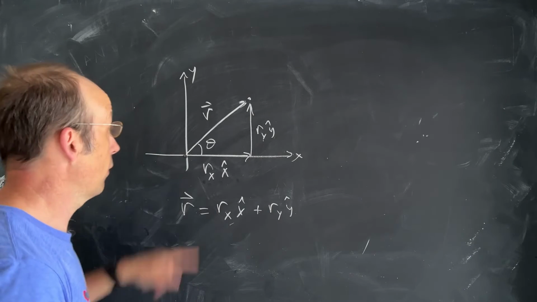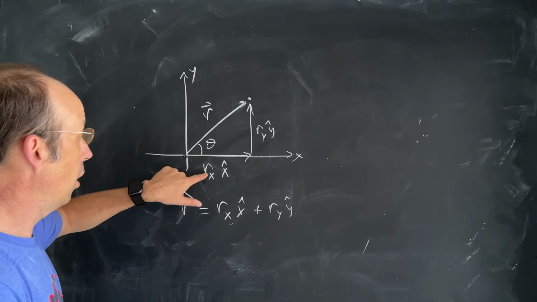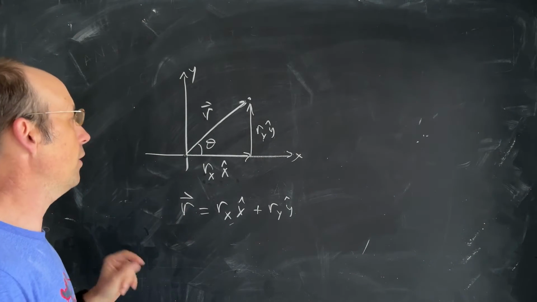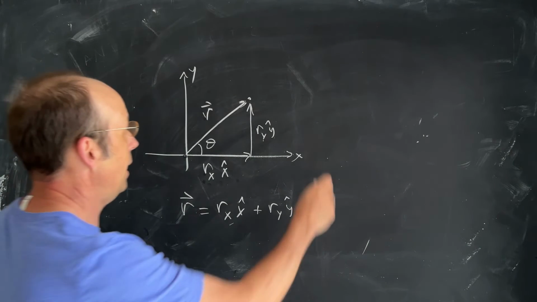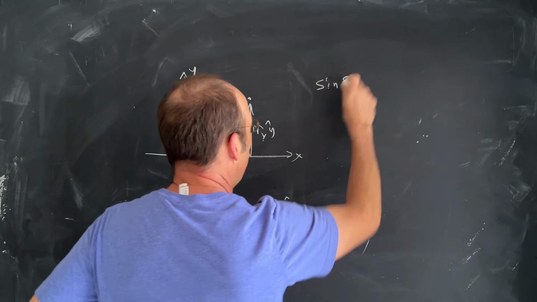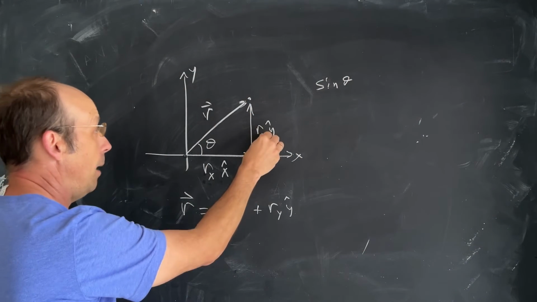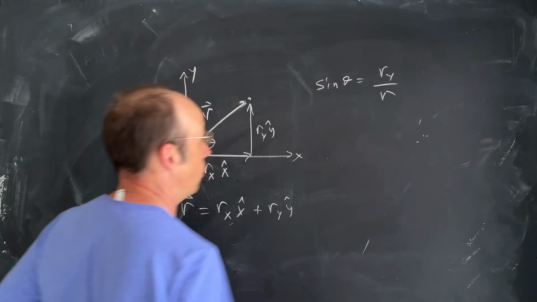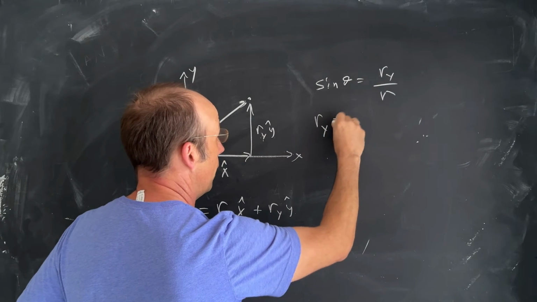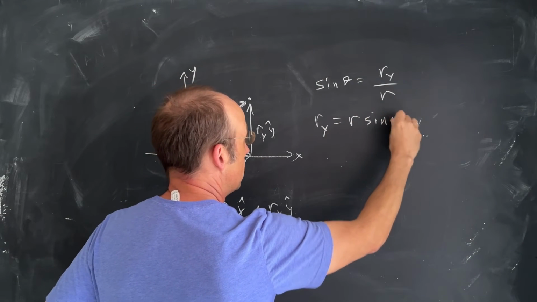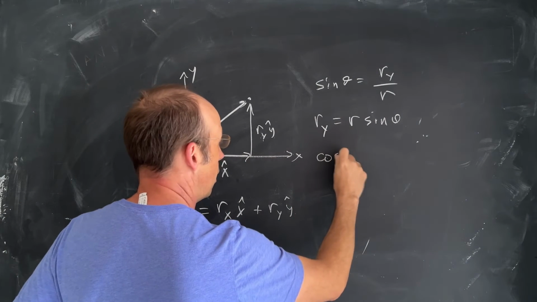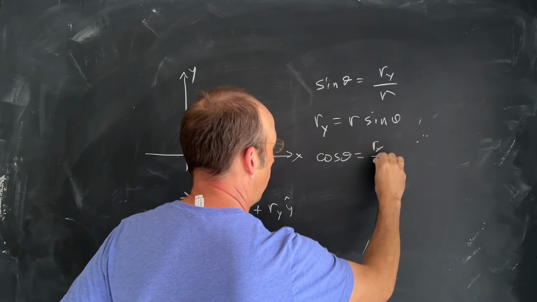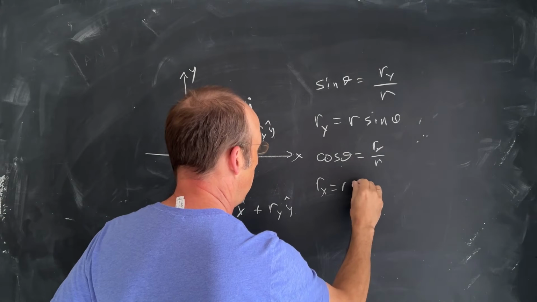How can I find a relationship between the magnitude of the vector r, r_x, and r_y? I can use trig. So remember that we have these cosine and sine functions. If I take the sine of the angle theta, sine is defined as opposite over hypotenuse. Well, the opposite side has a length r_y. The hypotenuse has a magnitude r. So I can solve this and I get r_y is r sine theta. I can do the same thing with cosine. Cosine theta is the adjacent over the hypotenuse. So that's r_x over r. So r_x is r cosine theta.